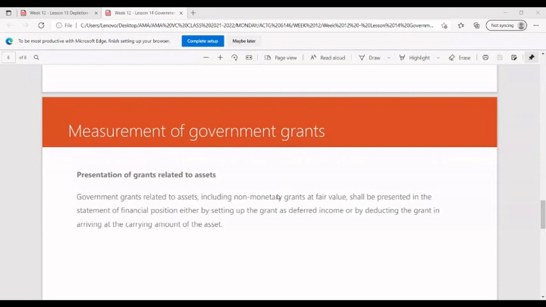Measurement of government grants, presentation of grants related to assets. Government grants related to assets, including non-monetary grants at fair value, shall be presented in the statement of financial position, either by setting up the grant as deferred income or by deducting the grant in arriving at the carrying amount of the asset.